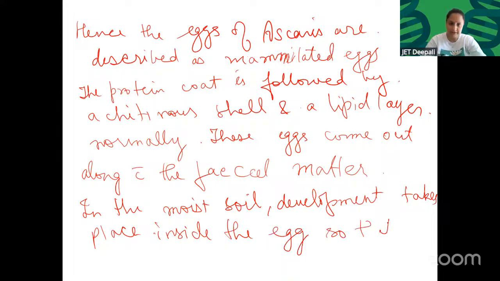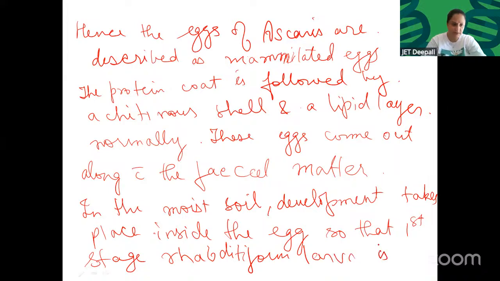So that first stage, that is rhabdiform larva, is produced. Okay. It undergoes first molting.